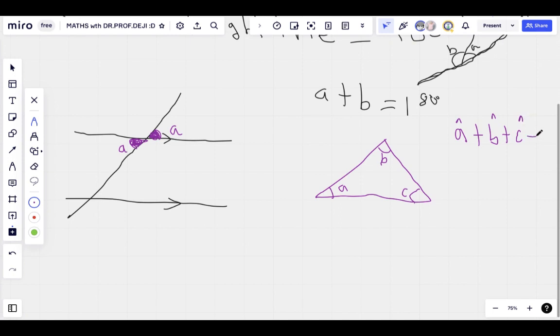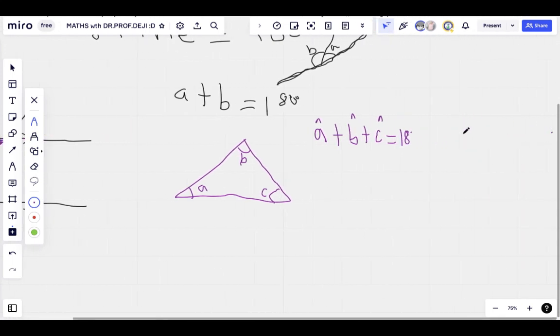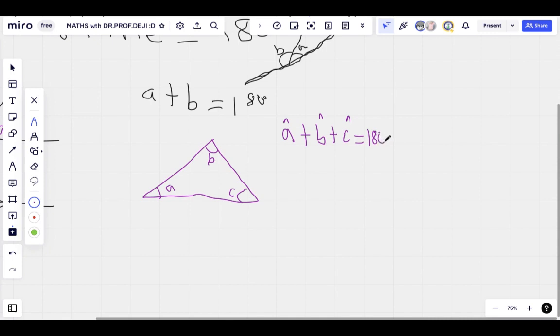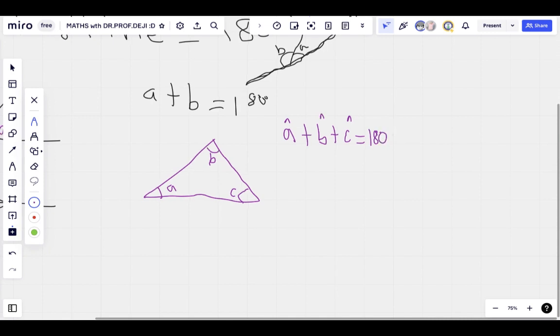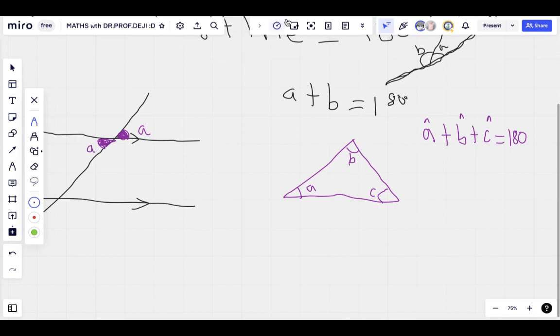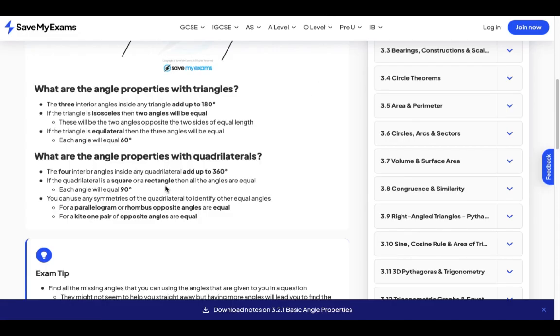So this is the rule for the sum of angles in a triangle. When you add them together, they will sum up to 180 degrees. That's one of the rules that we need to bear in mind as we go through this. Is that okay? Now let's move on quickly.